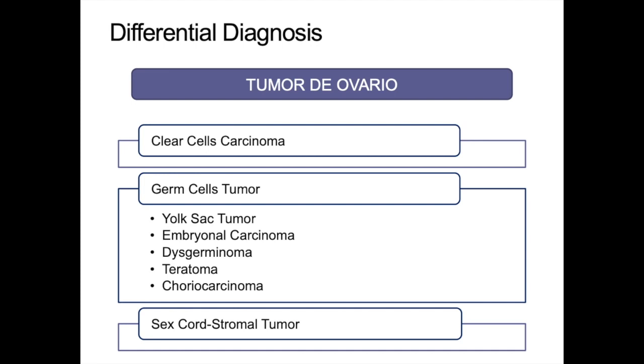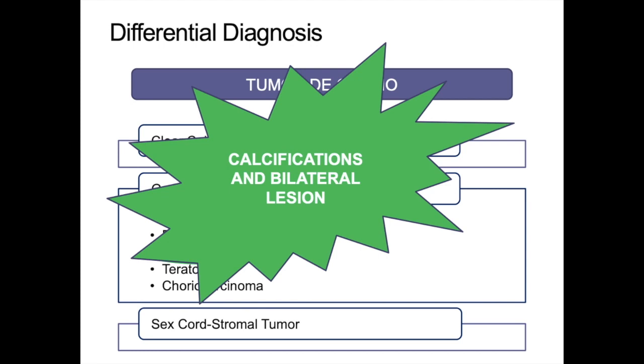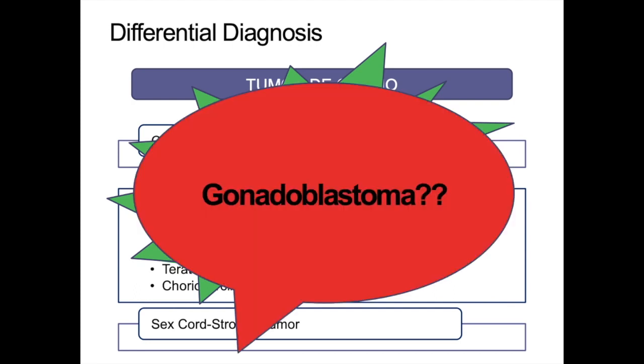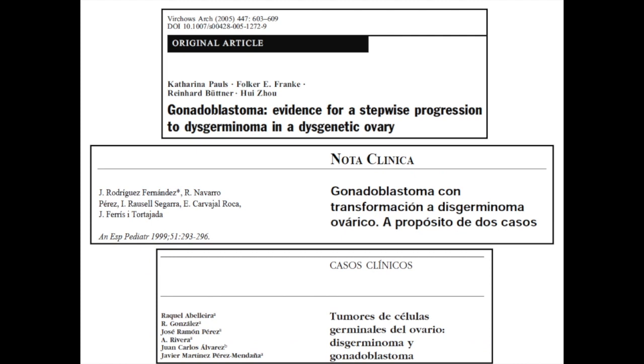Now we have the diagnosis, but we have to remember and take into account two data: the calcifications and the bilateral lesion, because there is the possibility of gonadoblastoma. There is evidence of progression from gonadoblastoma to dysgerminoma, or in 50% of cases, the gonadoblastoma coexists with dysgerminoma. So we inform about the possibility of gonadoblastoma.